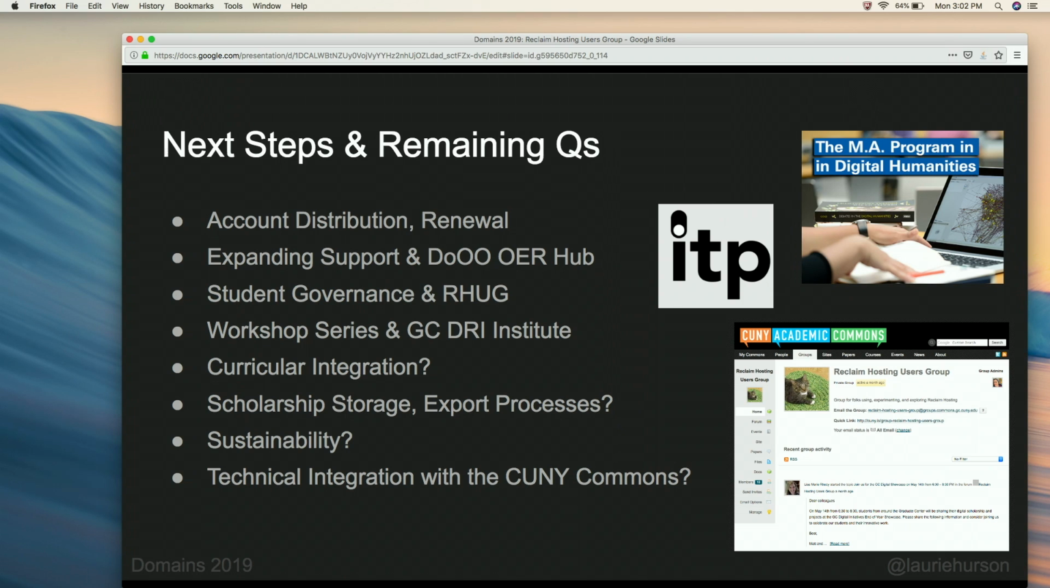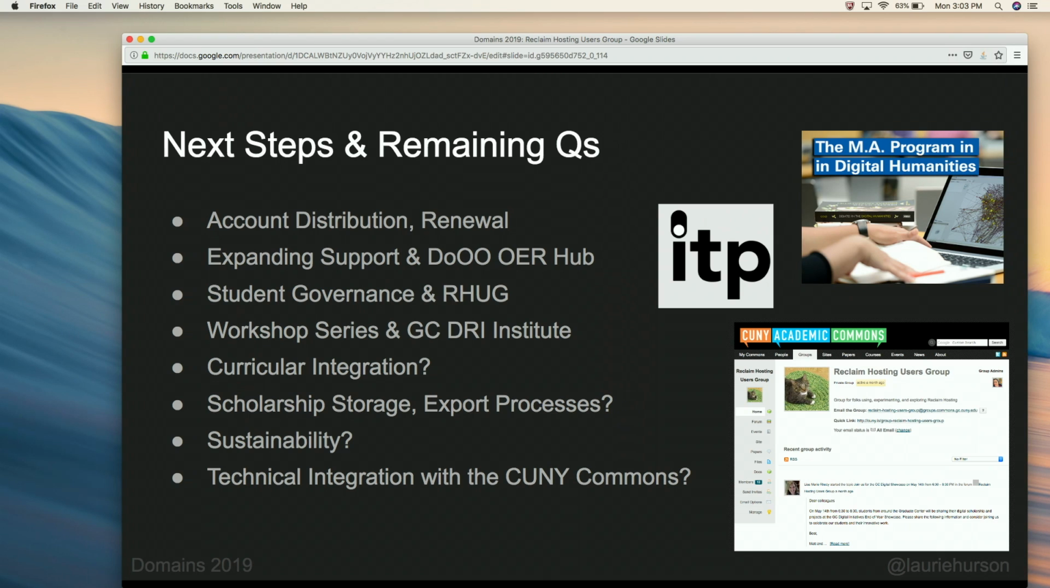And then, you know, other questions that we'll have to answer along the way. How do you integrate it actually into the Digital Humanities curriculum potentially, or we have an Interactive Technology and Pedagogy certificate, and can you make having a Reclaim space and spinning up your digital project or your final portfolio in Reclaim part of the final aspects of those courses? And then as students maybe continue to use these, how do you move their scholarship out? How do you export it? How do you make sure that you can just transfer it to them if they want to do that, or if they want to take it somewhere else? How do we start putting together those processes? And then just sustainability, and then technical integration with the CUNY Commons.